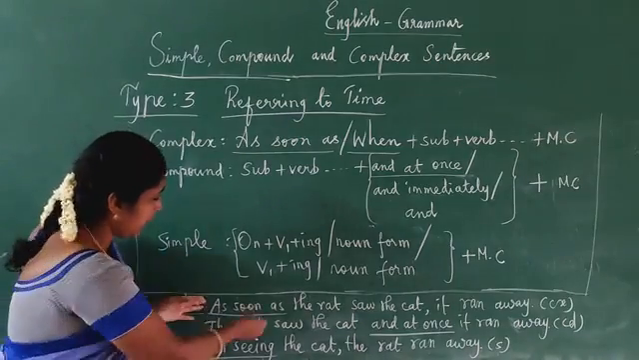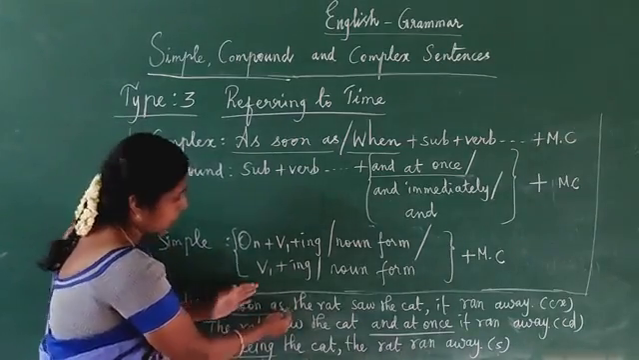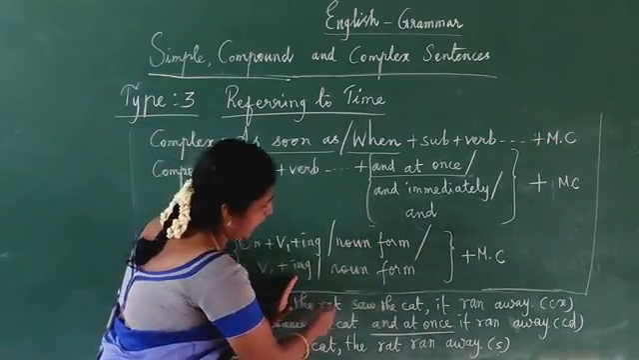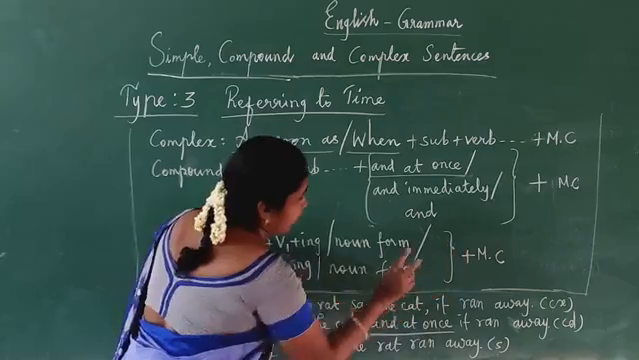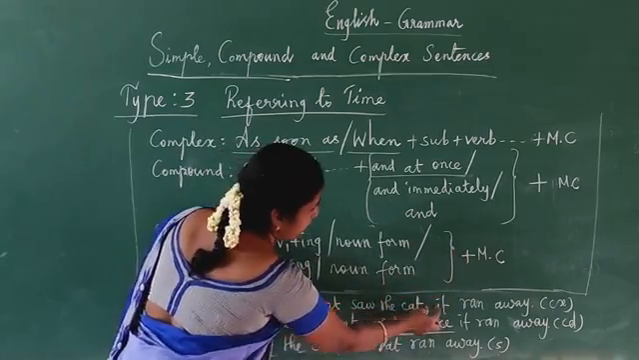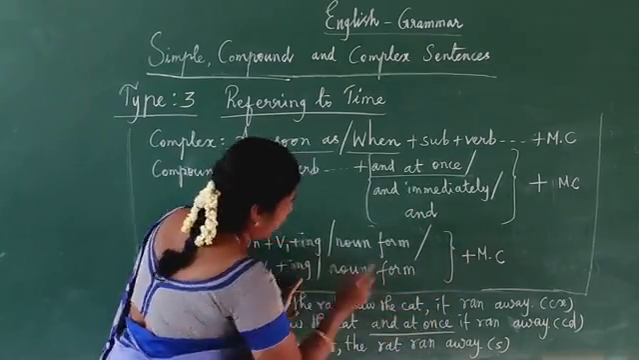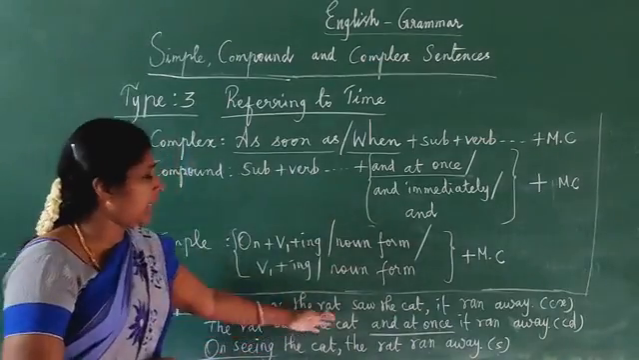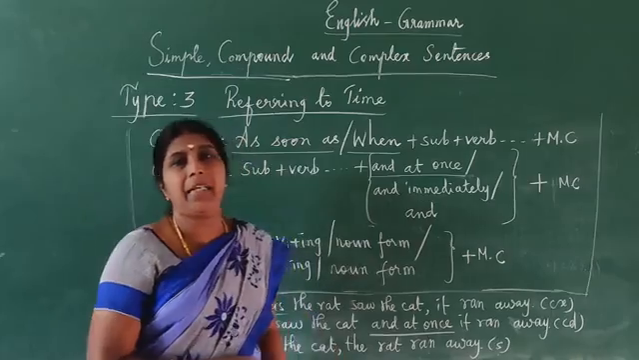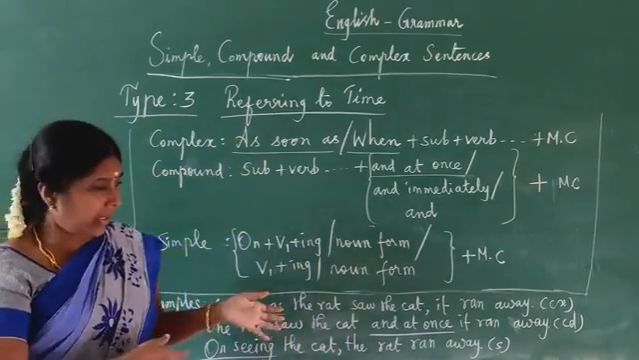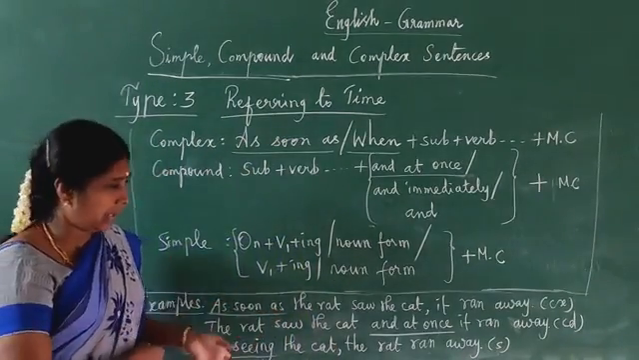So here, remove the words as soon as, then you will get two sentences: the rat saw the cat, it ran away. In between the two sentences, write the conjunction word and at once. The rat saw the cat and at once it ran away. Immediate action. So and at once it ran away is compound.